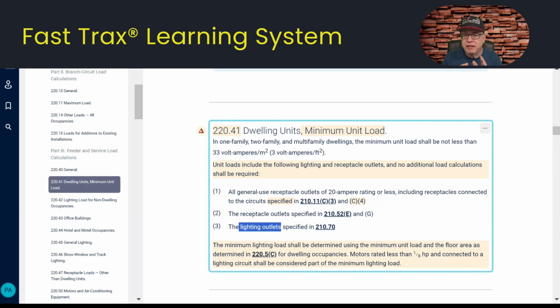Again, it's not covering those specialty loads like your small appliance, minimum of 2. It's not covering things like your laundry circuits and all that type of stuff. It's not covering those, okay? So keep that in mind.